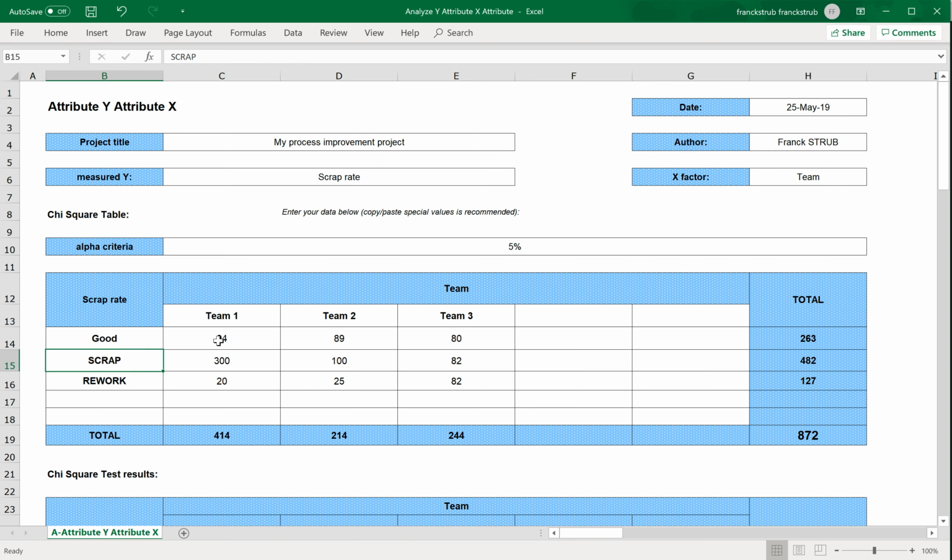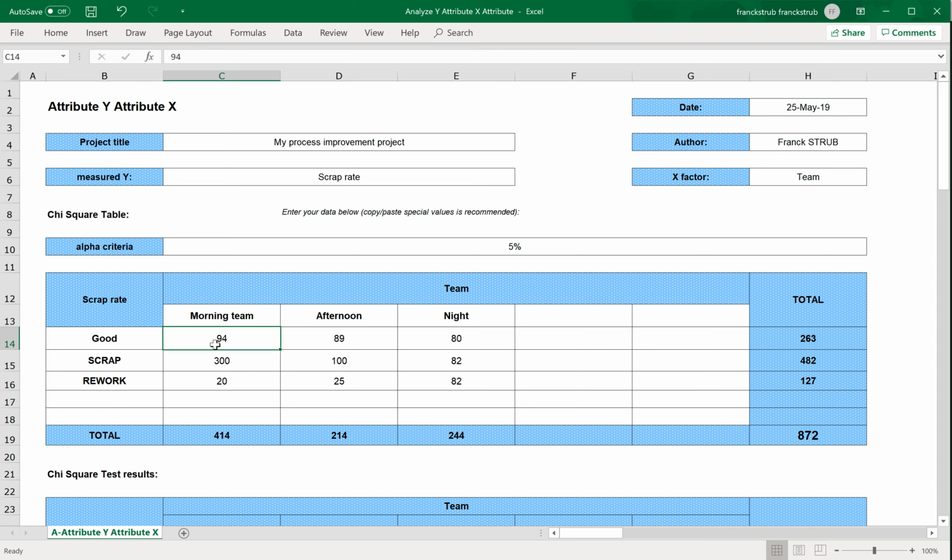If I take the first team, that I call team 1, but you are free to change the name. It could be morning team, and afternoon, and night team. And you could have the weekend team as well, or up to 5 attributes for your factor. Here I have only 3. And then here, what you will do, you will enter numbers, counts.